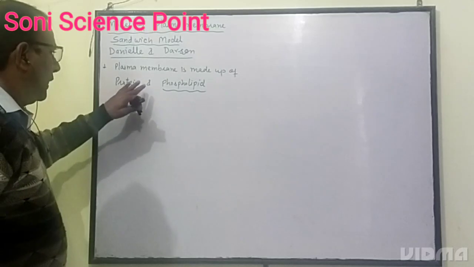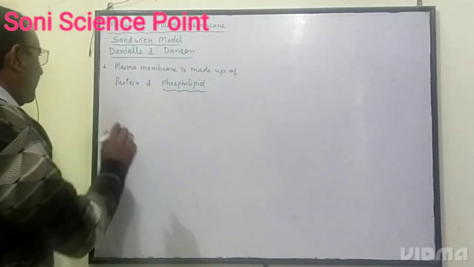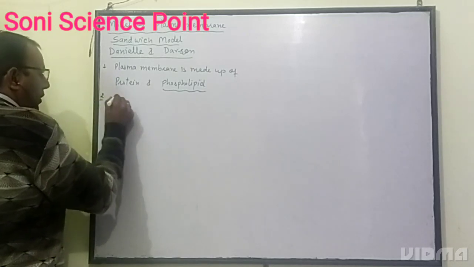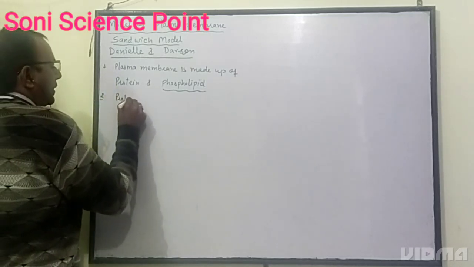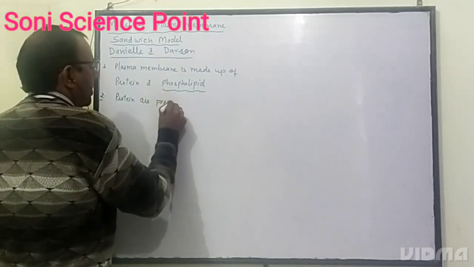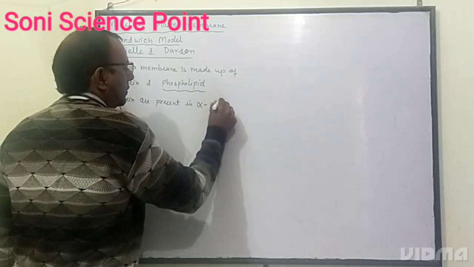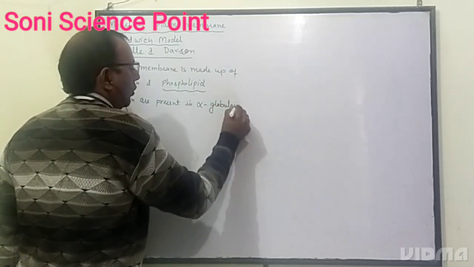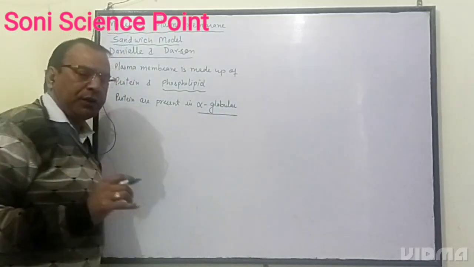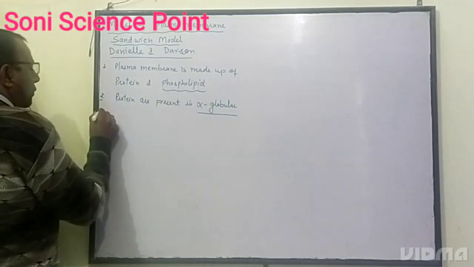If it is made up of protein and phospholipid, that is a plasma membrane. This was the first one. Second, proteins are present in alpha globular forms, meaning proteins are present in globular forms in the alpha globulars.